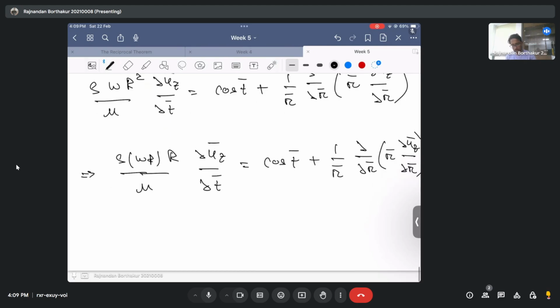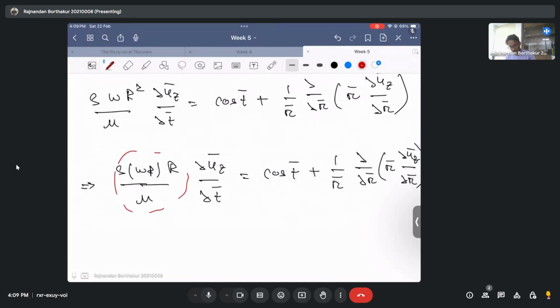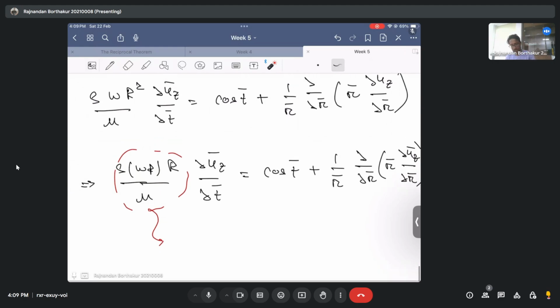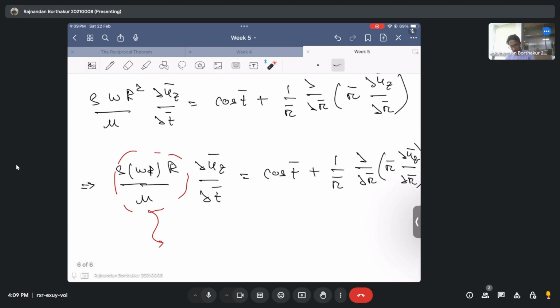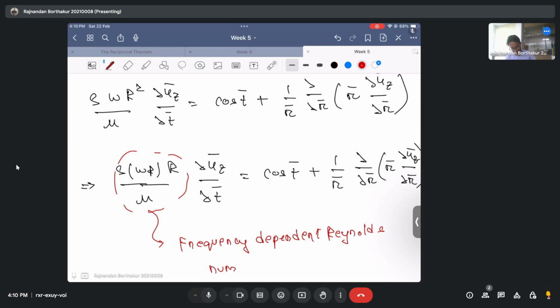If you take a closer look at these terms, what does this term look like? It is rho times omega r, which is a velocity, times a length, divided by mu. So it sounds something like Reynolds number, and we call this term the frequency dependent Reynolds number. And we will denote this frequency dependent Reynolds number as alpha squared.